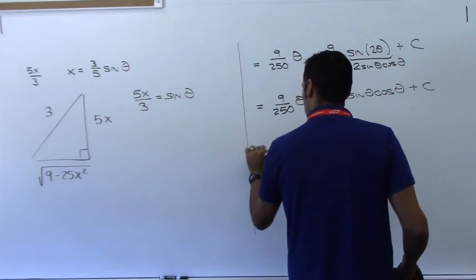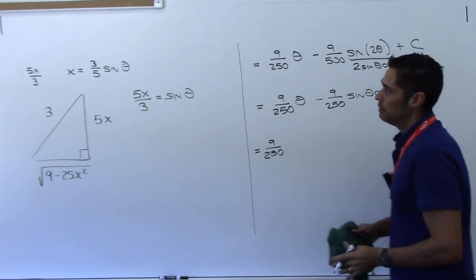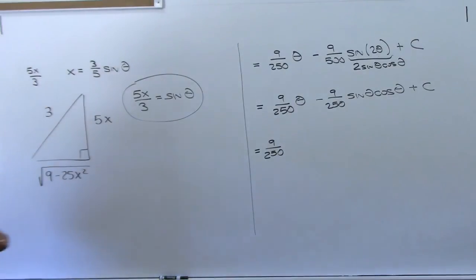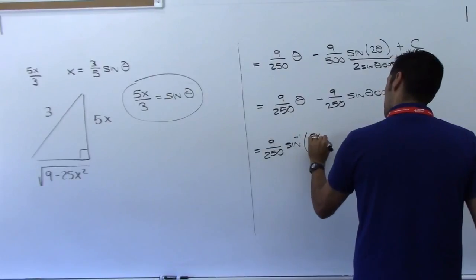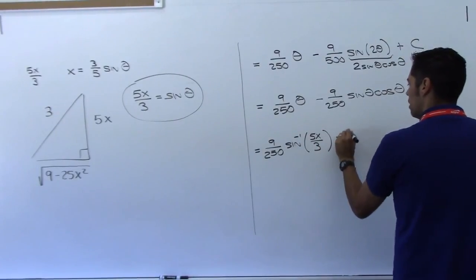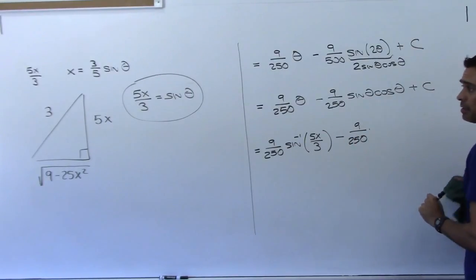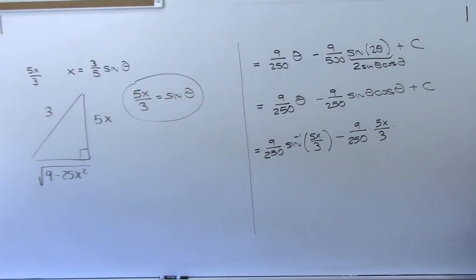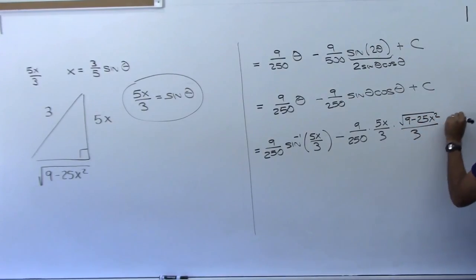This is 9/250 theta. What's theta going to be? Come back to this right here. Arc sine of 5x over 3. Minus 9 over 250 times sine theta, which is 5x over 3, times cosine theta, which is root 9 minus 25x squared over 3, plus a constant.